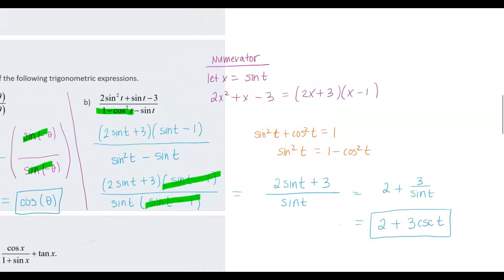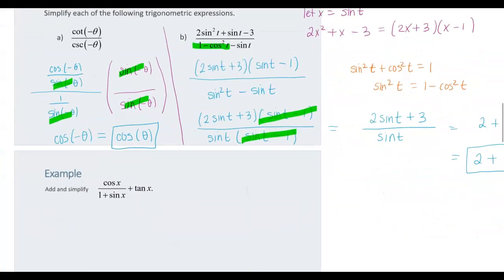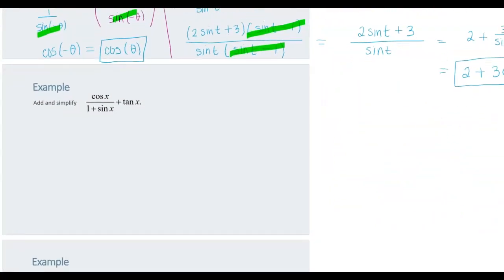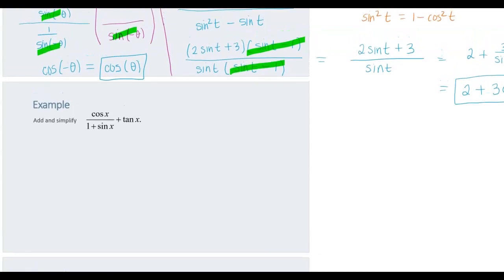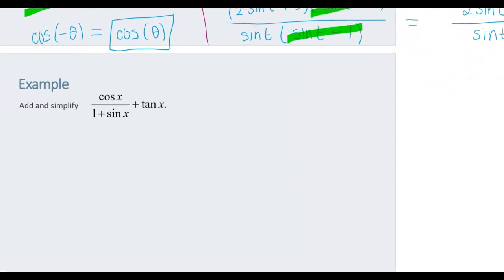And in calculus, when we get into some of our integration techniques, we really want to simplify our trig functions to make them easier for us to manage. All right, one more example here where we are trying to add some things together, and we've got the first term being a fraction. And so we need to get a common denominator to start off.